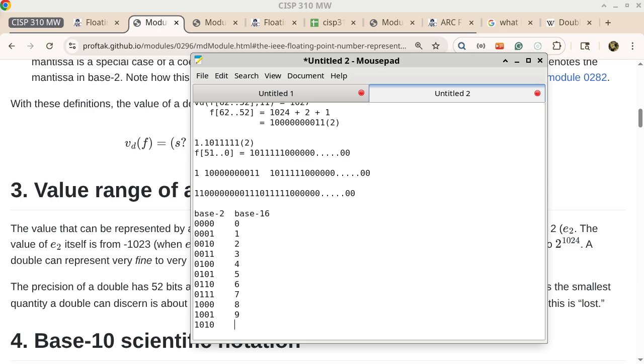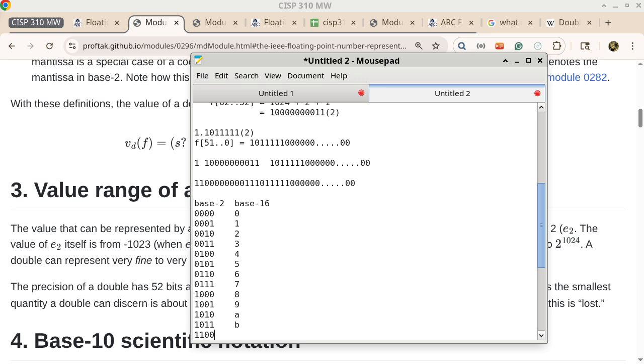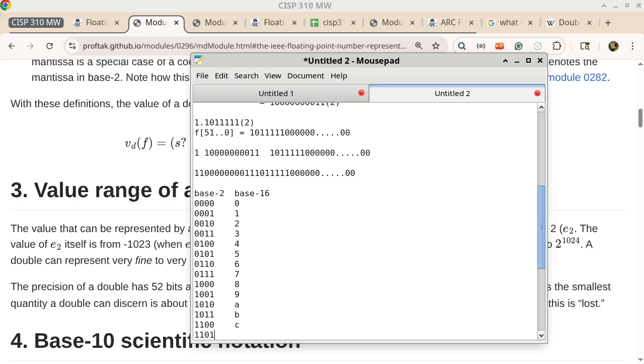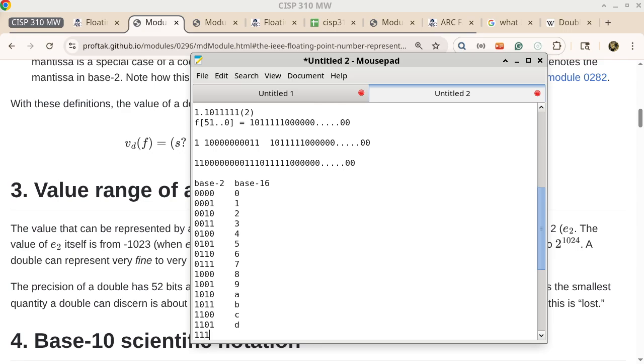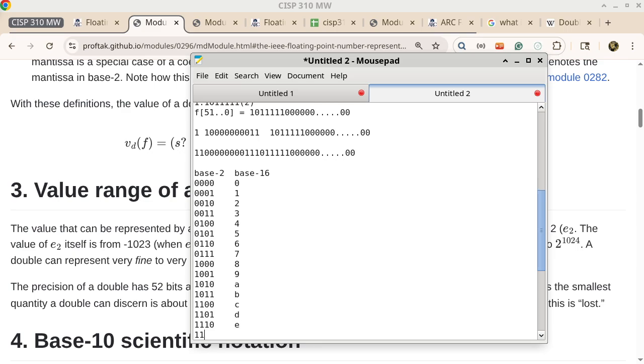So that means I cannot use 10 here because I don't want to specify the quantity of 16. So the way we do this is we borrow from the English alphabet. So this is A, this is B, this is C, D, E, and this is F. These are the 16 digits in base 16.